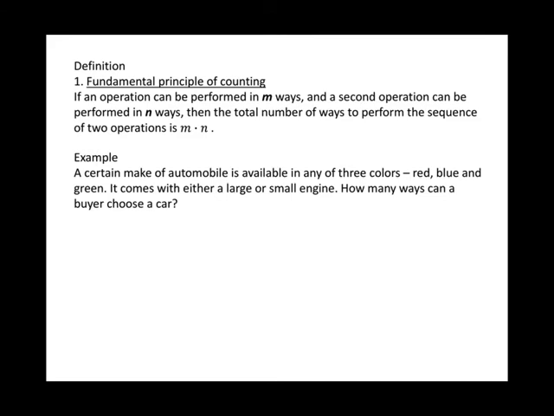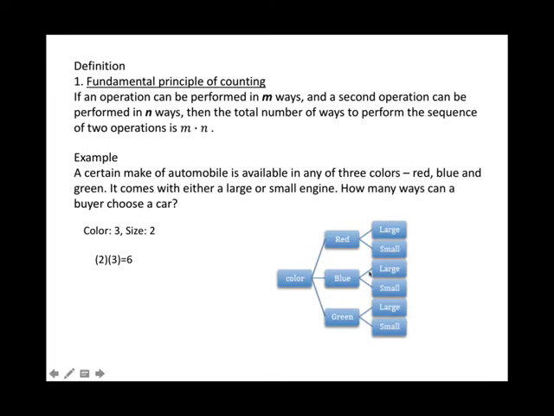So first, we have three colors, and then we have two sizes, the large engine or small engine. According to the fundamental principle of counting, we just need to multiply. So 3 times 2 will be equal to 6. We have three colors, and for each color we have either a large or small engine. So you could see we have 1, 2, 3, 4, 5, 6. We have 6 different ways for the buyer to choose a car.